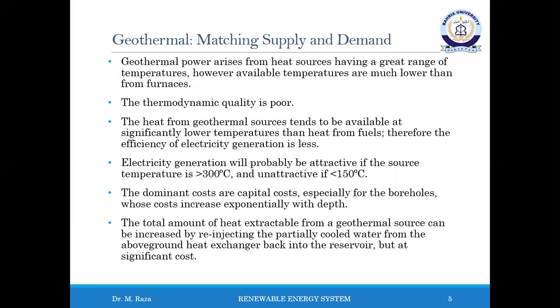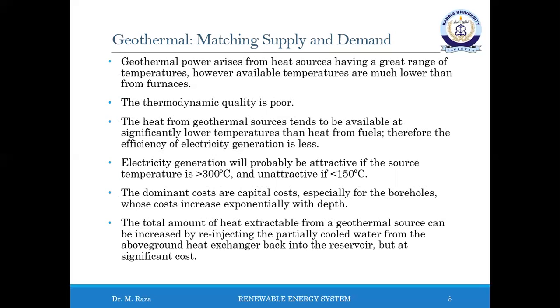Several factors fix the scales of geothermal energy use. The dominant costs are capital cost, especially for the boreholes, whose cost increases exponentially with depth. Since temperature increases with depth, the value of the energy increases with temperature. Most schemes settle on an optimum borehole depth of about 5 km. Consequently, the scale of the energy supply output is usually greater than 100 megawatts. That is electricity and heat for high temperature and heat only for low temperature.